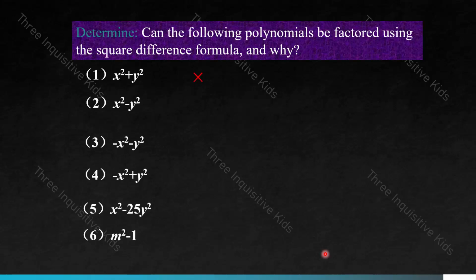Let's look at the first one. This would be no, because this does not fit into the form of a squared minus b squared. But the second one here does, because technically you're replacing a with x and b with y. So x squared minus y squared works. What about number 3? This does not work because, if you factor out a negative 1, it would be negative 1 times x squared plus y squared, which essentially is just the same as the first one.